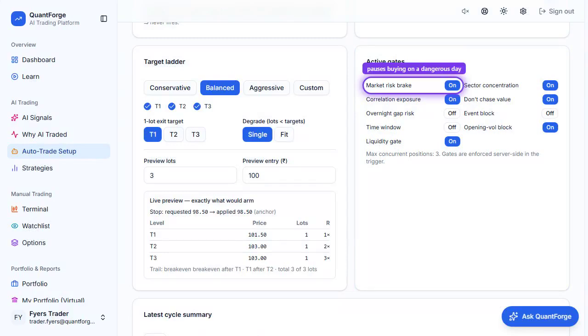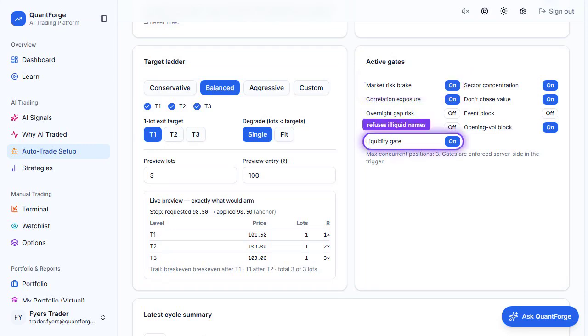And these are enforced where? Server side, in the trigger. The card says so, and it matters. Just like your margin cap, these gates are held as hard truth on the server, not merely shown on screen. Turning them on is the difference between a system that merely scores and one that genuinely protects.